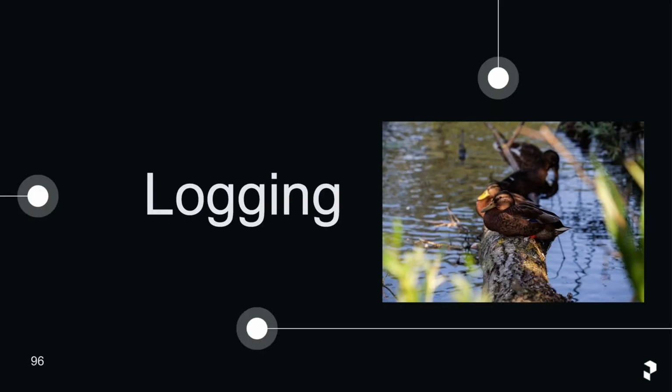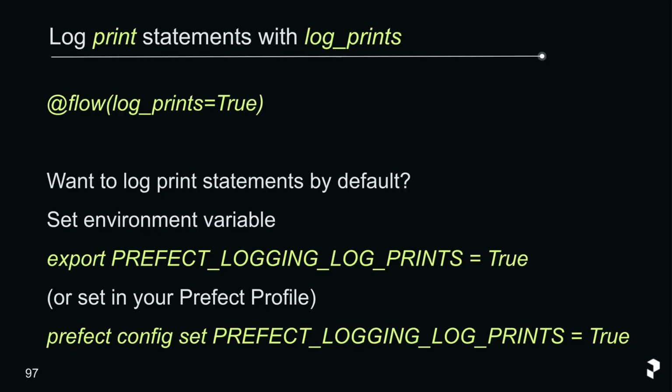Now we're going to move on to our next concept, logging. Here's a handy dandy thing to keep in mind. If you ever want to log a print statement, all you need to do is define log_prints equals true, or pass in that argument into your flow or task decorator. And once you do, you will be able to see all of the print statements that you make throughout your Prefect flow inside of the logs, or the standard output that gets communicated back to Prefect Cloud.